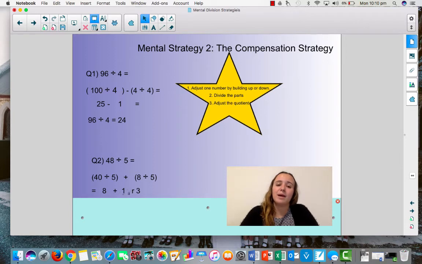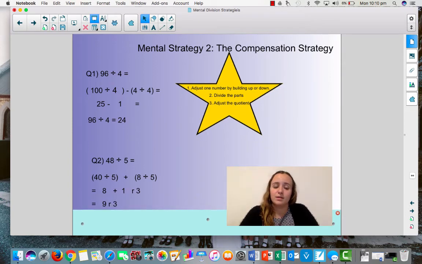Now I can only make one full group of 5 with 8 and I have a remainder of 3. So adjust the quotient by adding them together. Remember the quotient is the answer to the division. 8 plus 3 is 9 and we've still got our remainder of 3.